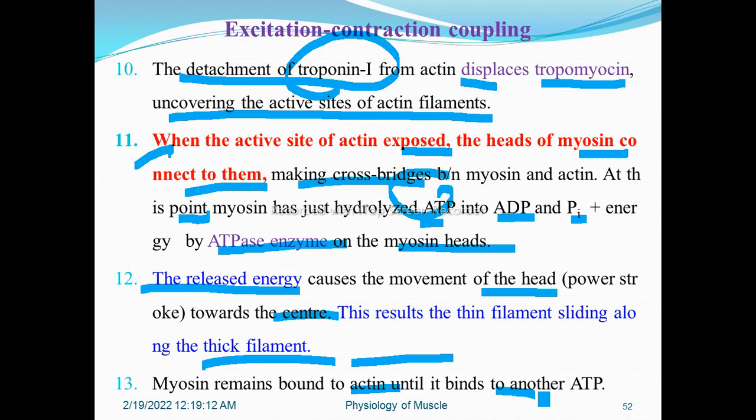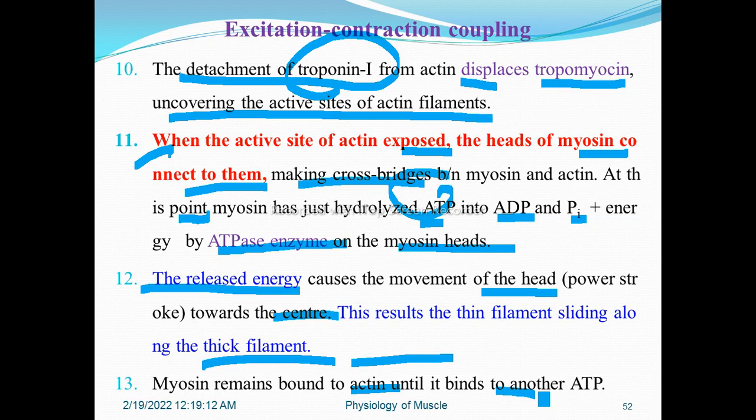Once the actin myosin binding site is exposed, myosin will attach to it. At this point, myosin has just hydrolyzed ATP into ADP and phosphorus. However, both molecules are still bound to the myosin. So ATP hydrolysis provides energy for cocking of the myosin head.